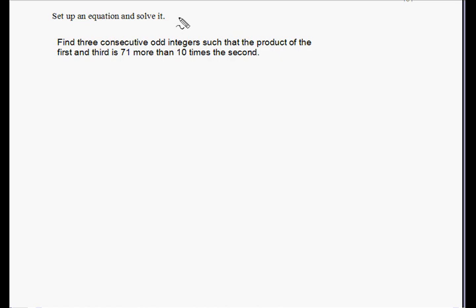times the second. So again, if we wanted to come up with three consecutive odd integers, we'll call the first one x. The second one, we have to skip the even number, so we're going to add 2 to get to the next odd. And the last one, we would add 4. So these are our three consecutive odd integers.